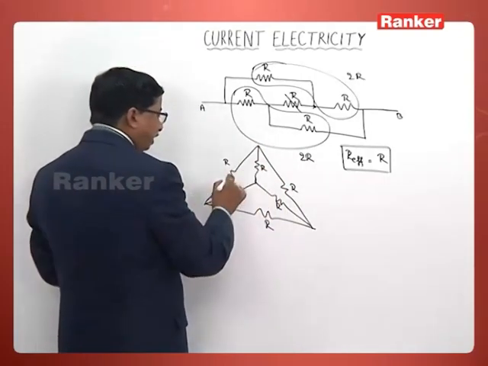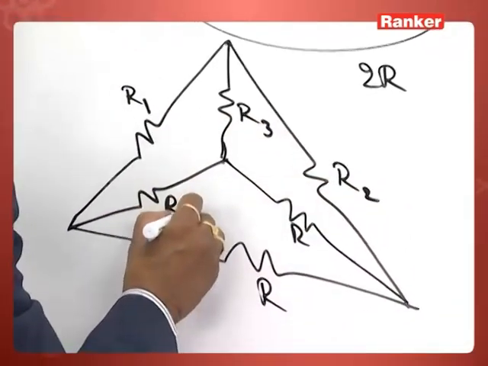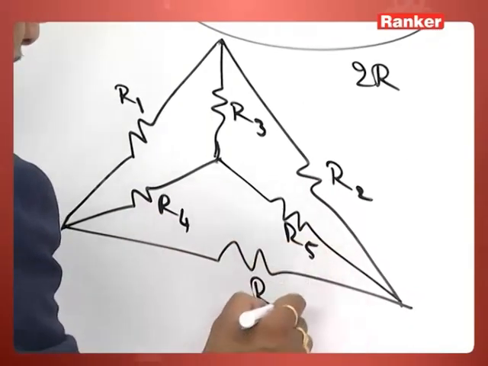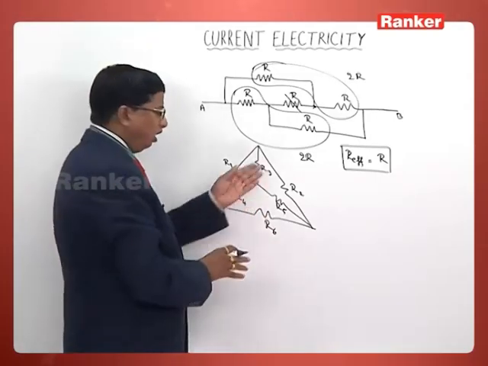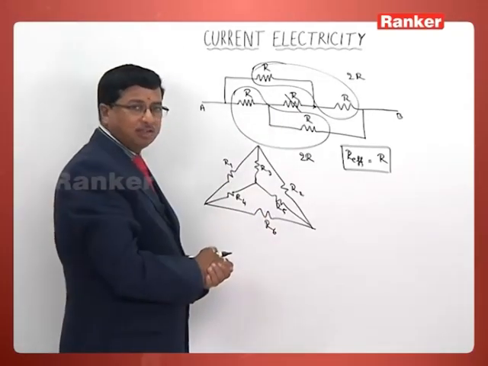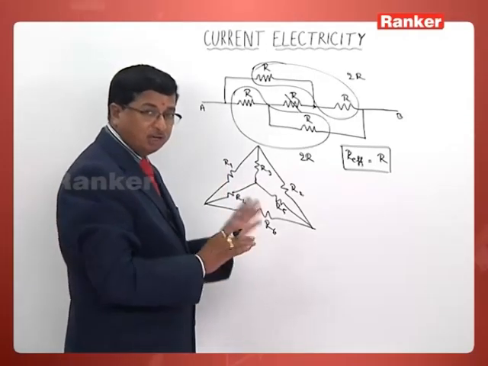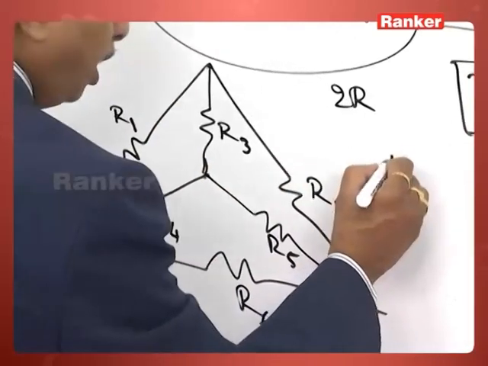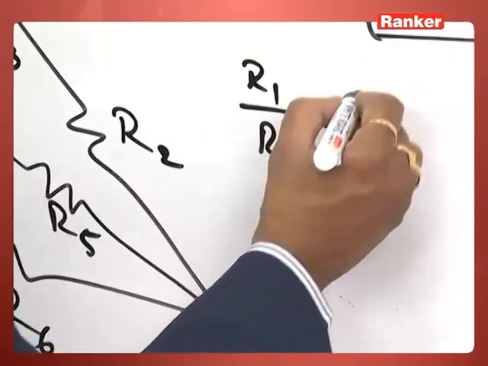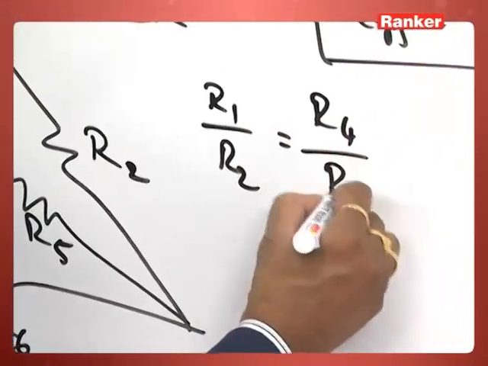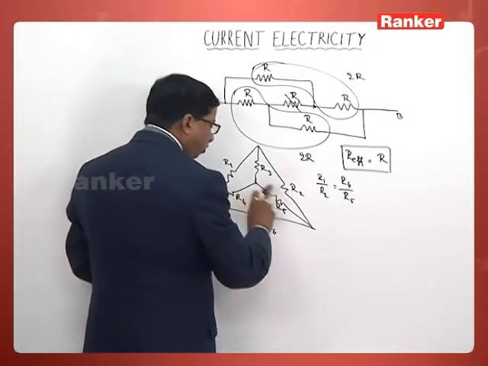Suppose if they are different by any chance, R1, this is R2, this is R3, this is R4, this is R5, and this one is R6. Suppose if they are different; if they are all the same, we can directly understand like this. If they are different, then what must be the condition for us to identify that one? R1 by R2 must be equal to R4 by R5.